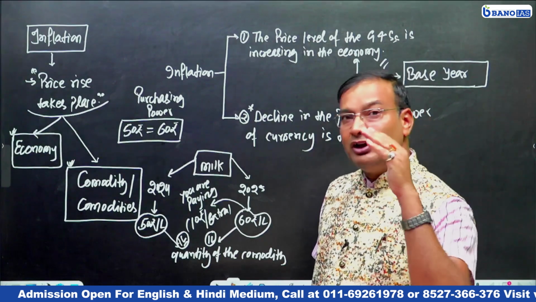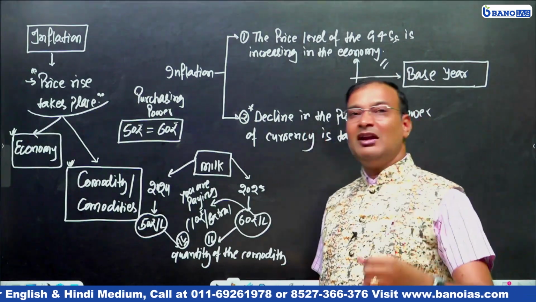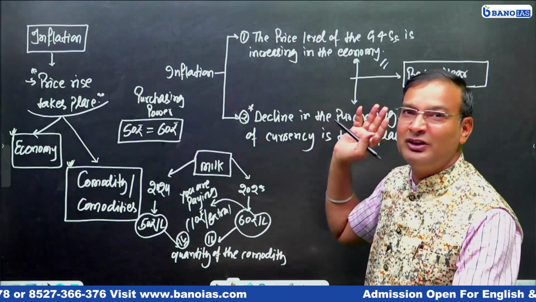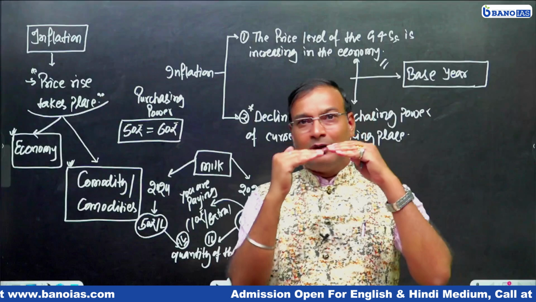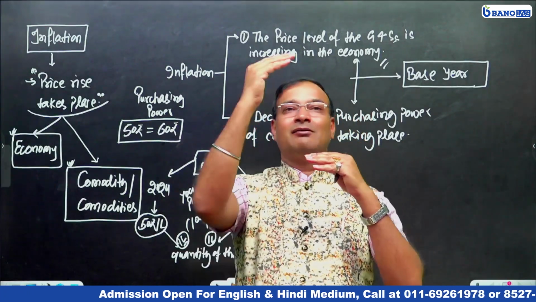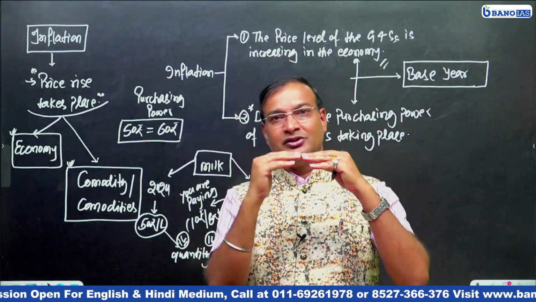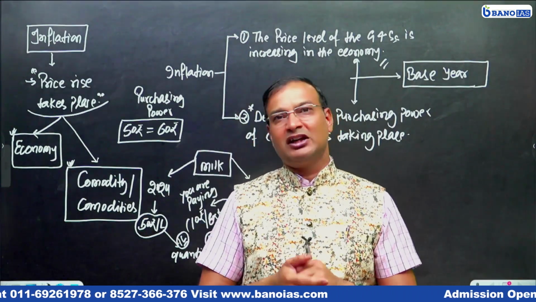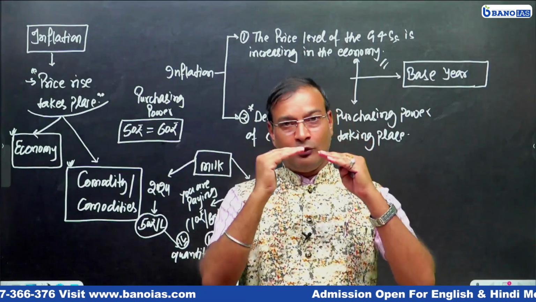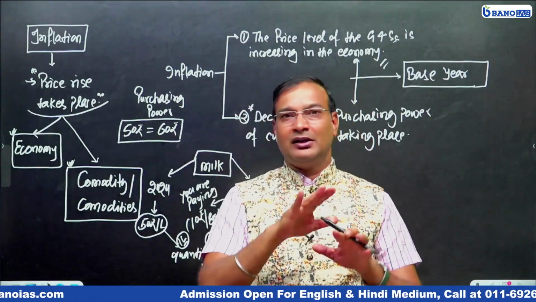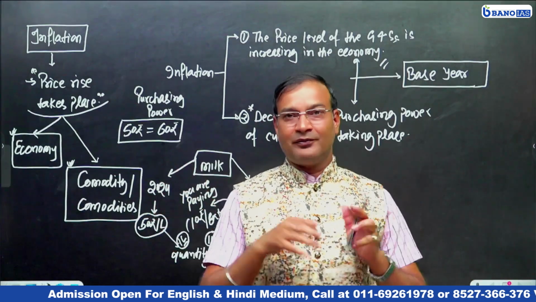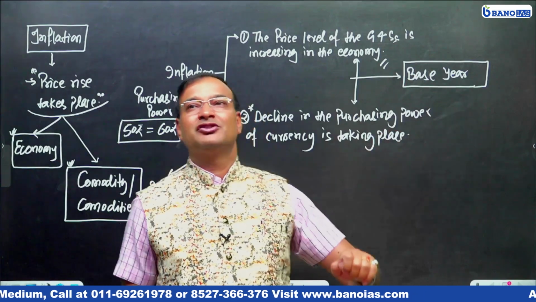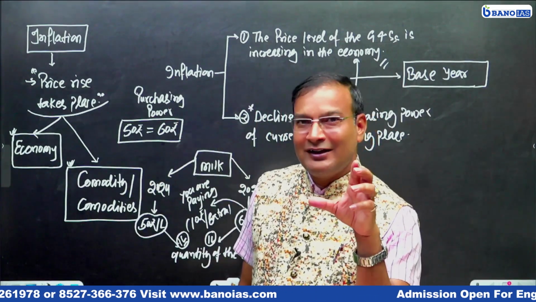Getting my point? So when you have to define whether the price level has increased or decreased, it should always be measured with respect to the base year. How will you define that? In comparison to the base year, the price level has increased or decreased. If the price level has increased in comparison to the base year, you will say that inflation is taking place or has taken place. Therefore, every rise in the price level is not inflation. If the price rise is taking place with respect to the base year, only then will you say that inflation has taken place. Getting my point?